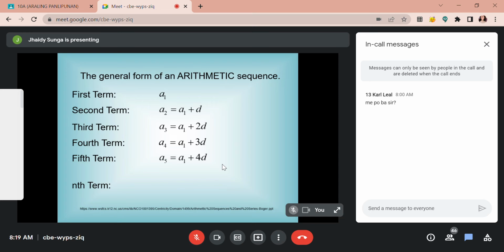For the n-th term, what's the formula for the n-th term? A sub 9, a sub 9 equals a sub 1 plus 9d. Alright, thank you for that one, Ana.